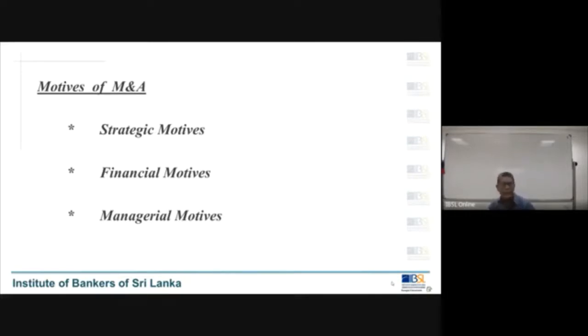Then motives. What are the motives of merging and acquisition? We can classify or explain them. There are three types of motives. Motives, something like abhimatya in Indian languages. The first one is strategic motive. The second is financial motives, and the third one is managerial motives. Now let me explain all these three types of merging and acquisition motives.